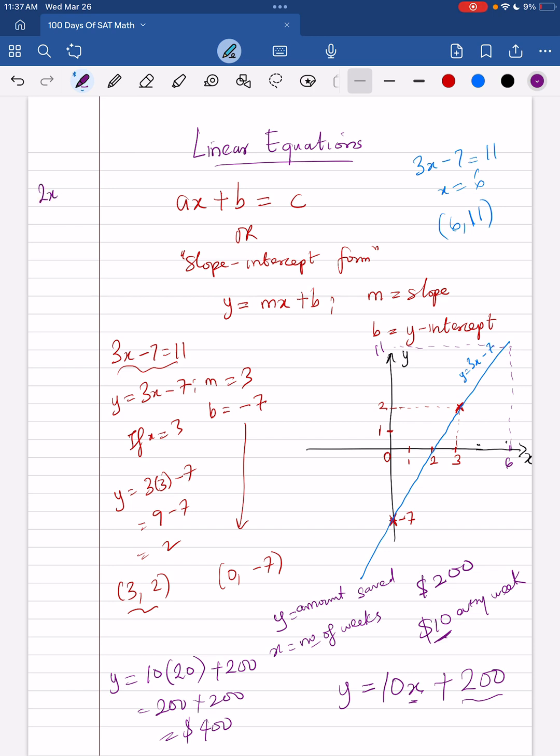Now, let's look at how to solve a complicated linear problem like 2x plus 5 equals 3x minus 1. Let's write it here. 2x plus 5 equals 3x minus 1. Let's find what the value of x is.